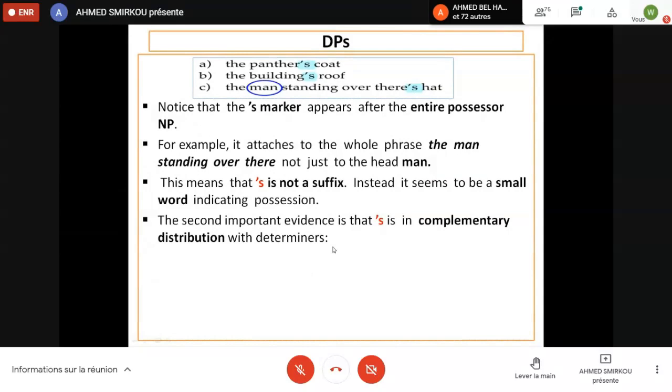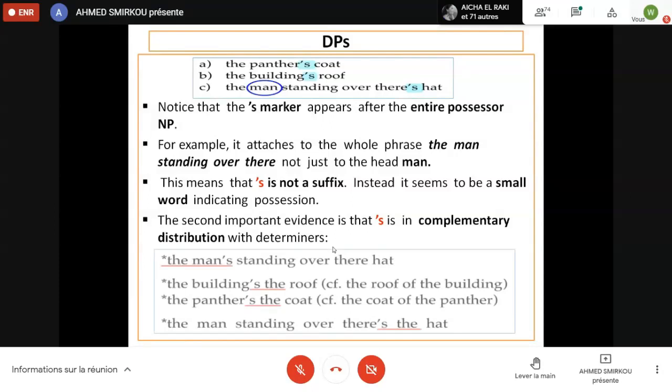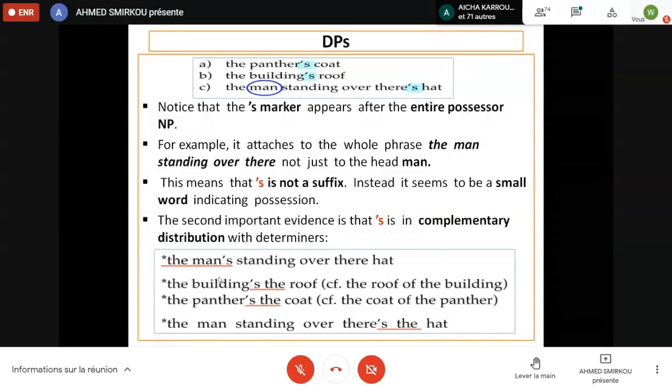This is the argument that the possessive S is a determiner. What is the argument? The argument is that it occurs in complementary distribution with determiners. Any two structures, rules, or features that occur in complementary distribution are instances of the same thing, okay? Here are some examples. We cannot say the man's standing over there. We cannot say the building's there. So we cannot find the possessive S followed by a determiner. The panther's there. The man sitting over there's the hat, okay?